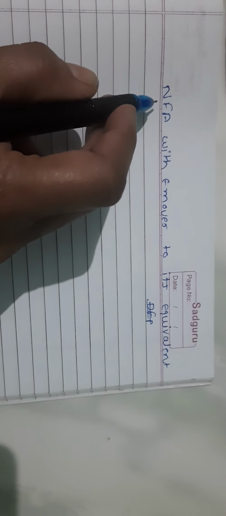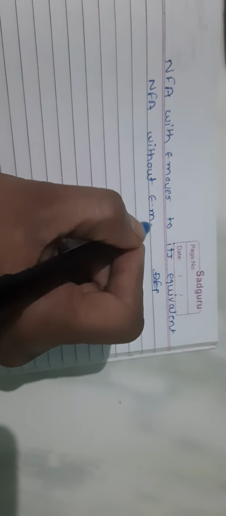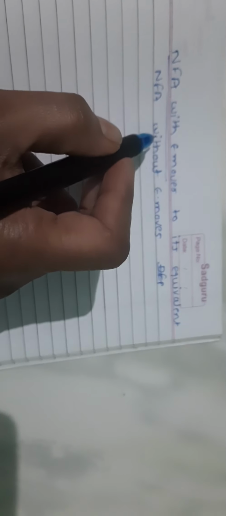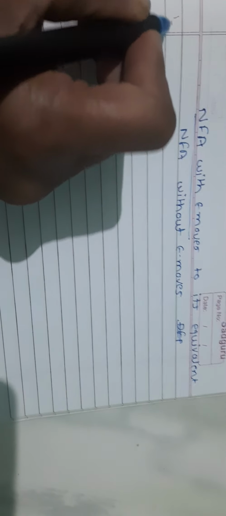Hello everyone. In today's lecture we will see how to convert the given NFA with epsilon moves to its equivalent NFA without epsilon moves. It is clear from this title that the given part is nothing but the NFA with epsilon moves, and we have to convert this NFA with epsilon moves to its equivalent NFA without epsilon moves. Now, how can we do this? See the solution.